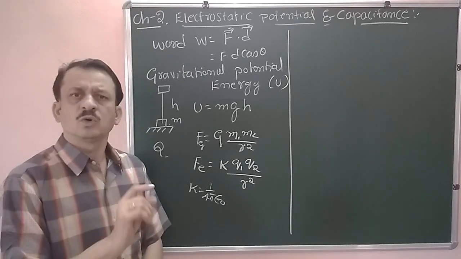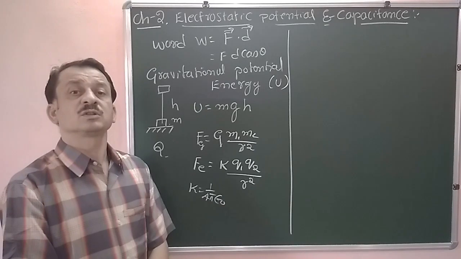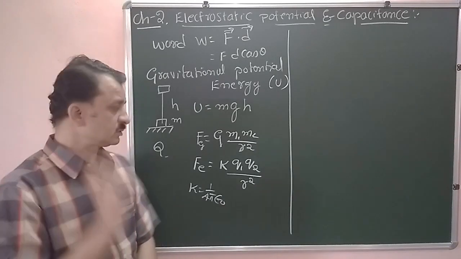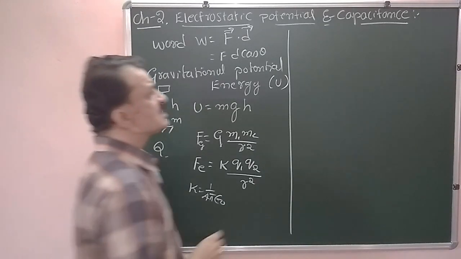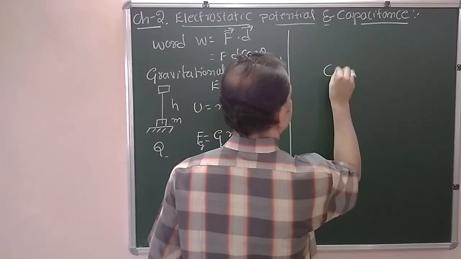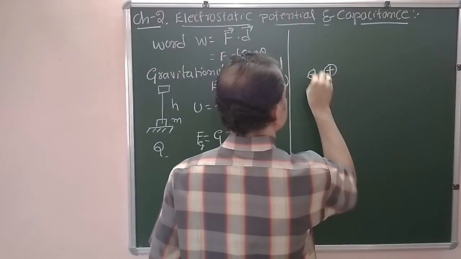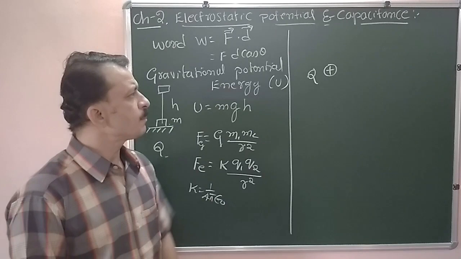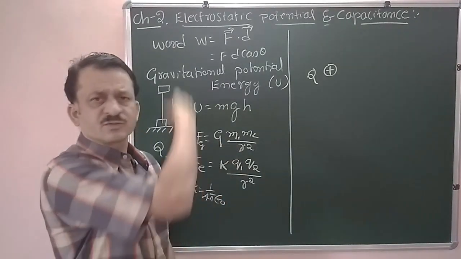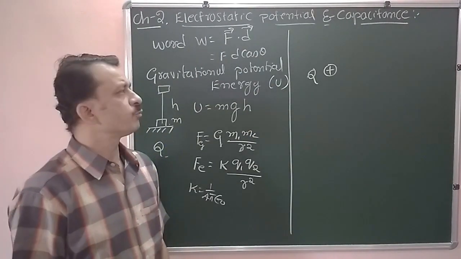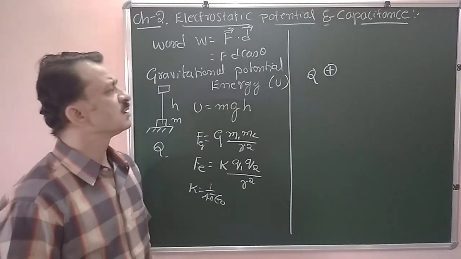It is not going to depend on the actual path of motion. Okay. Now let me consider some charge here. We have some charge, positive charge Q. Because of the charge, we have an electric field around it. We know that from the previous class.